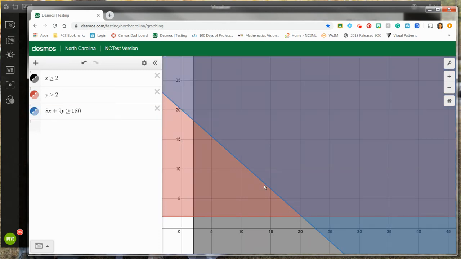So now I have 3 overlapping areas that I need to worry about, which will now be out here in this space. This point will suffice. This point would also suffice because they're on solid lines. But anything out here is also another stipulation that would work for all 3 of those inequality statements.